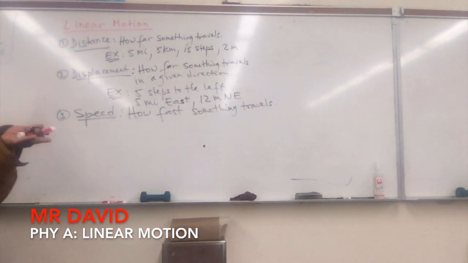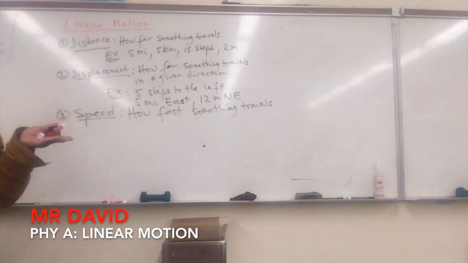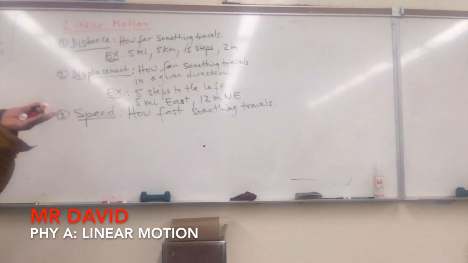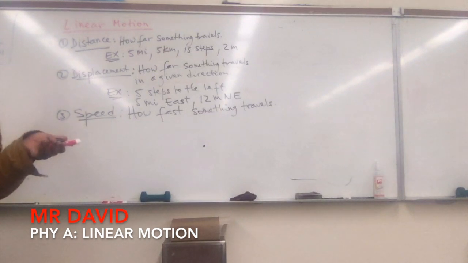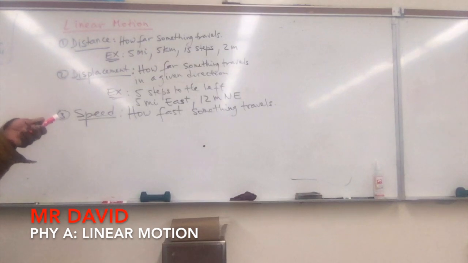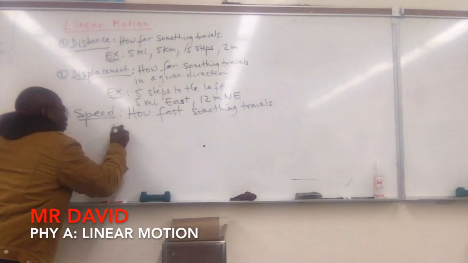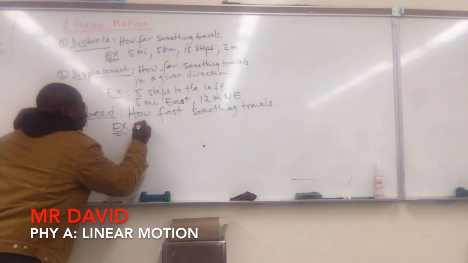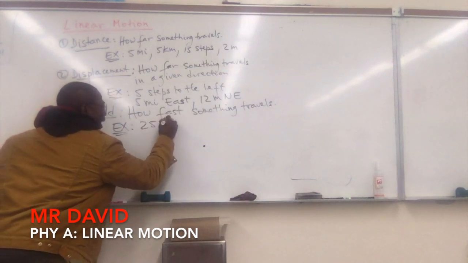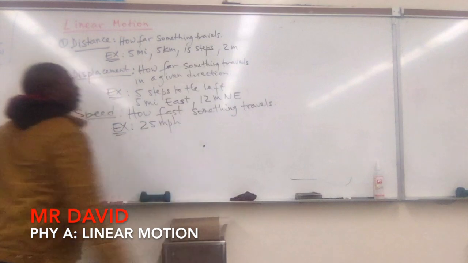Who knows the speed limit around school area? In the school area, what is the speed limit? Come on, you guys know this. You see it all the time. 25 miles per hour. Okay, don't forget your unit. Example, 25 miles per hour.